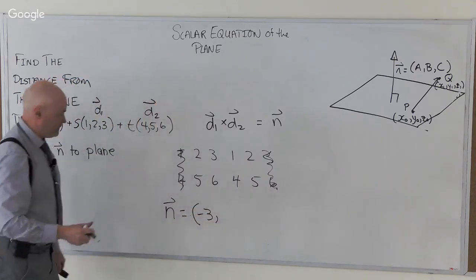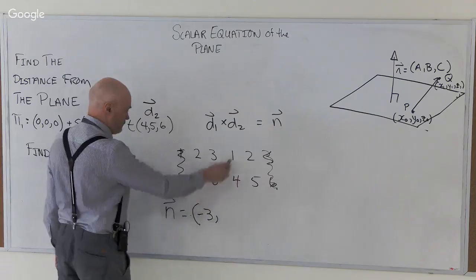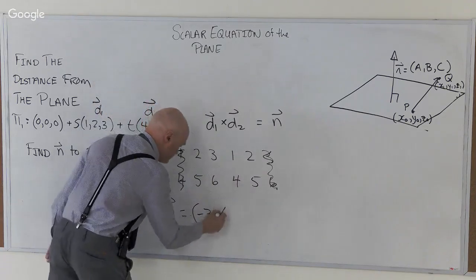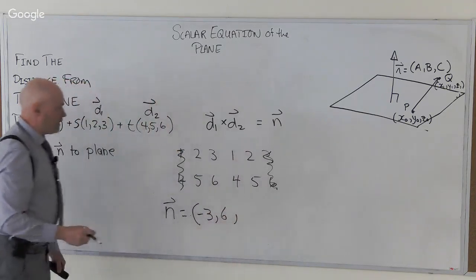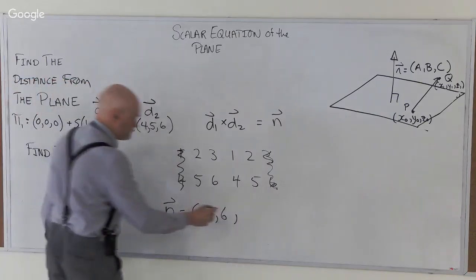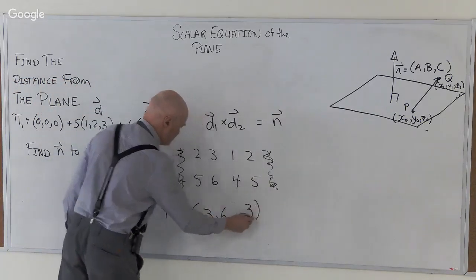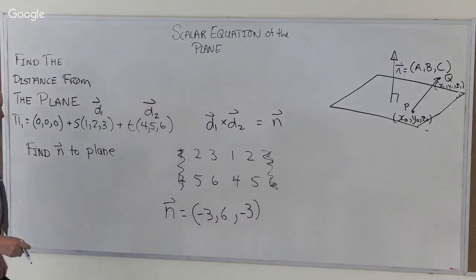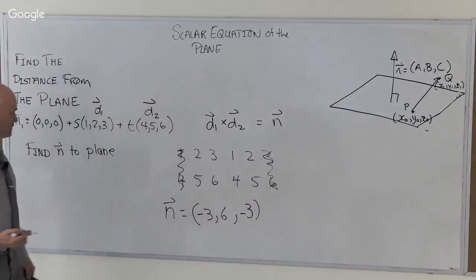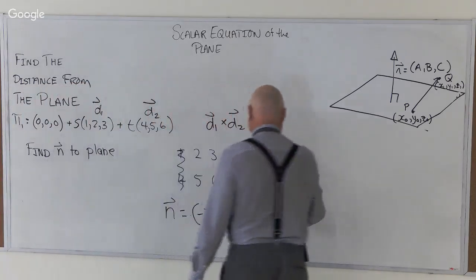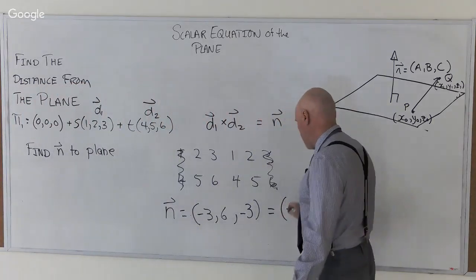Hope I got that right. 3 times 4 is 12 minus 6 is, oh, look at that. That's not so bad. And 5 minus 8. There we go. Did that just happen? It really did, didn't it? -3, 6, and -3. Maddie, did I make a mistake?